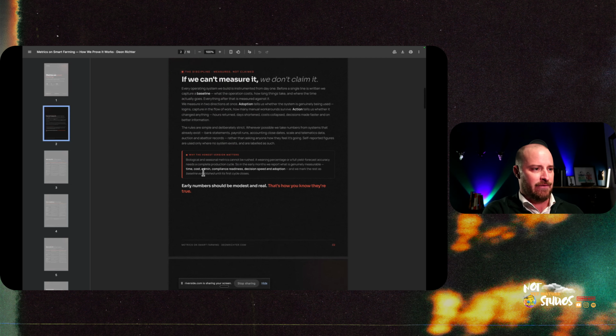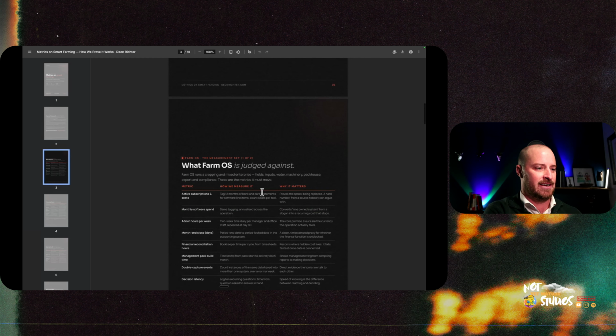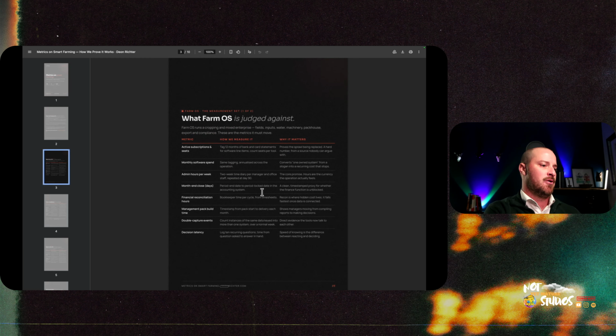I'm not going to read through everything like that. I just want to go straight into the various things. So when we look at Farm OS, you can see there's a couple of metrics. Just looking at the Farm OS one, we looked at active subscriptions and seats, how we measure it, why it matters, like proof of sprawl being replaced. We want to replace a lot of unnecessary services, subscriptions, and tools, things that are just messy, and bring everything into one place, right?